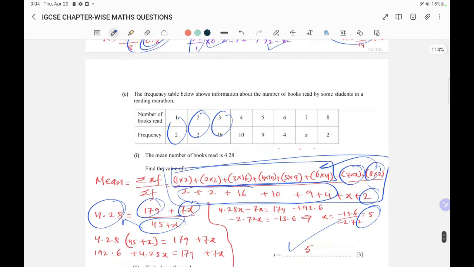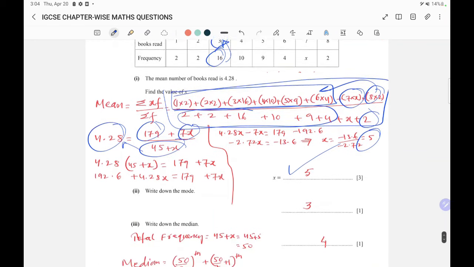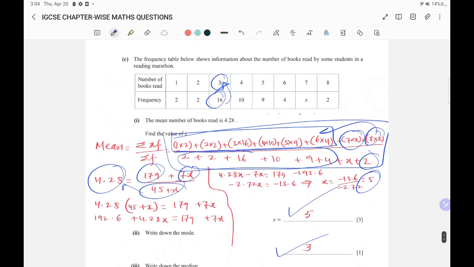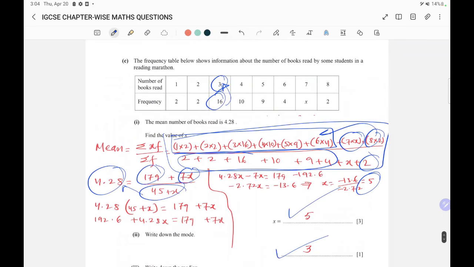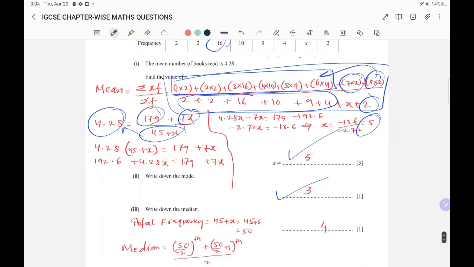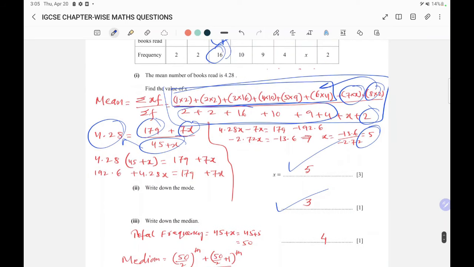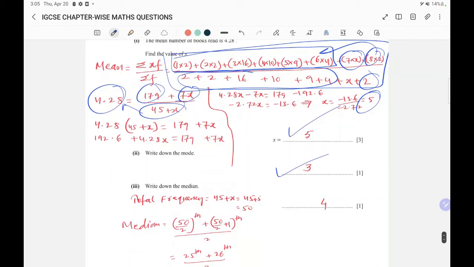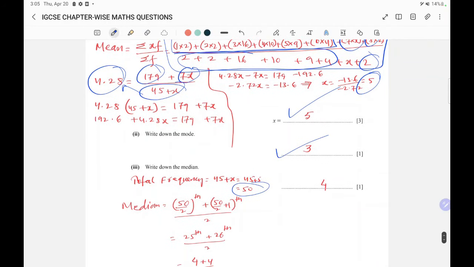Write down the mode. Mode means the value of number of books read the maximum number of times. So the frequency is the highest. So 16, for 16 it is 3. So the mode is 3. Median. So the total was how many people? 45 plus x total people, right? So 45 plus 5, 50. So the total frequency is 50.